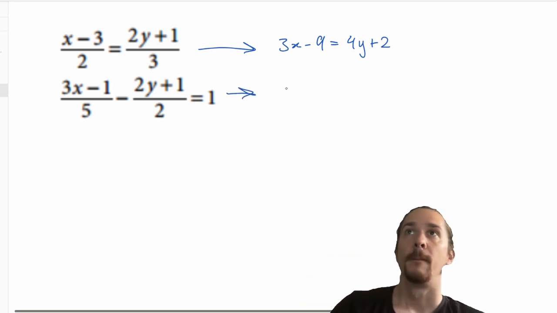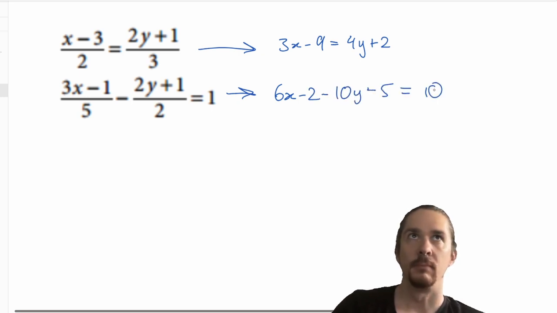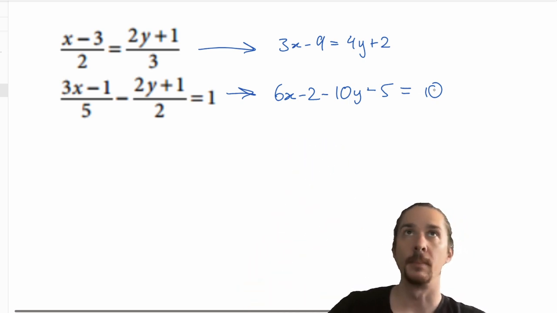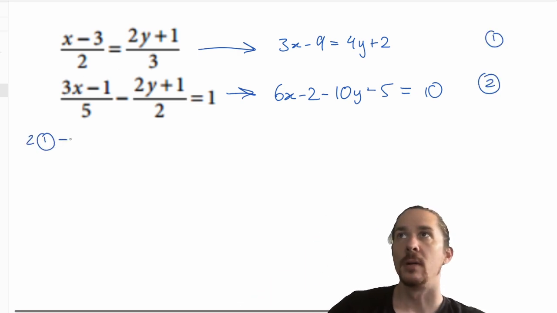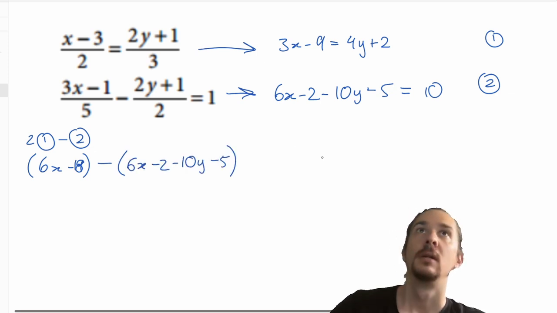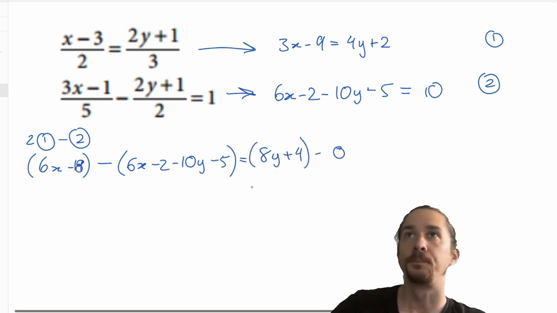So this will become 6x minus 2 minus 10y minus 5 equals 10. If I made a mistake, let me know in the comments, or I'll find out soon enough. Otherwise, if you're confused, go through it step by step. I have 3x in the first one and 6x in the second one. So what I'm going to do, 2 amounts of 1 minus 2. So that will become 6x minus 9, no, minus 18, because I'm doubling it, minus 6x minus 2 minus 10y minus 5 equals 8y plus 4 minus 0.